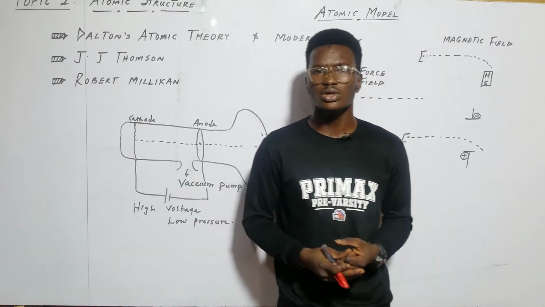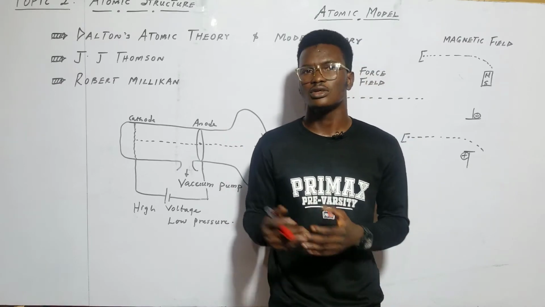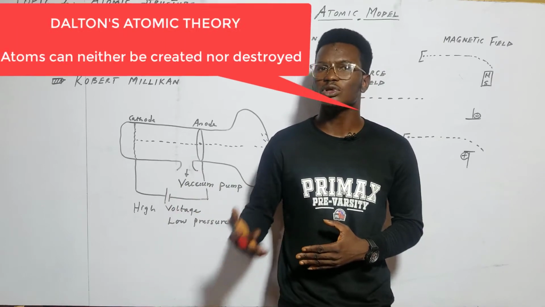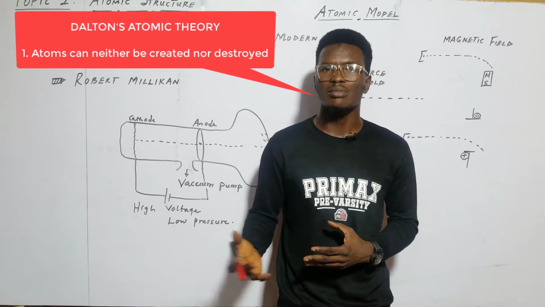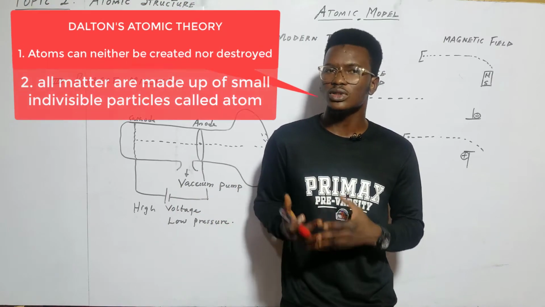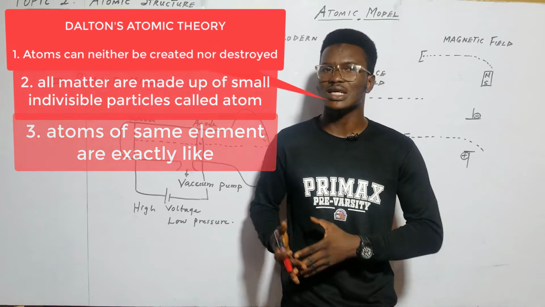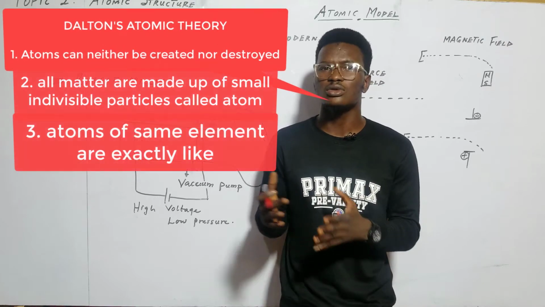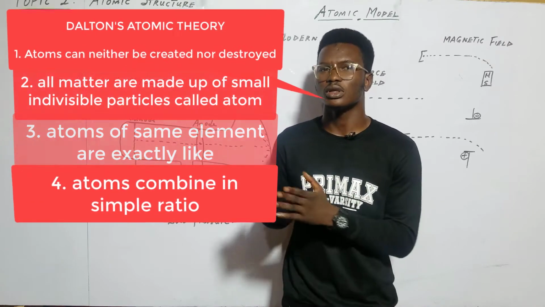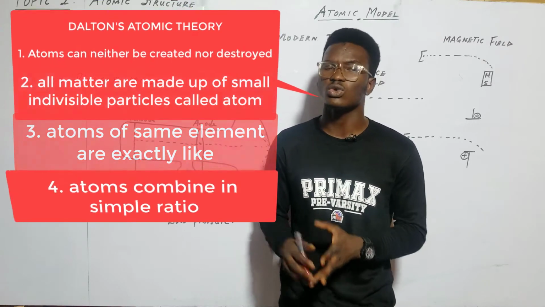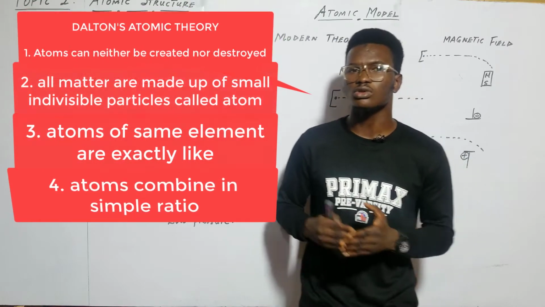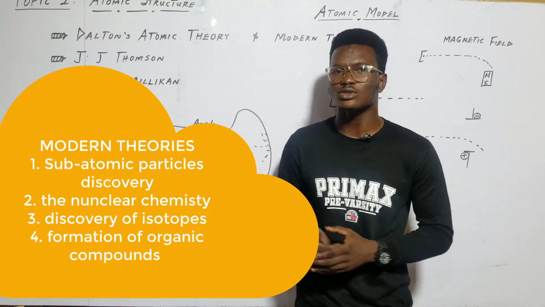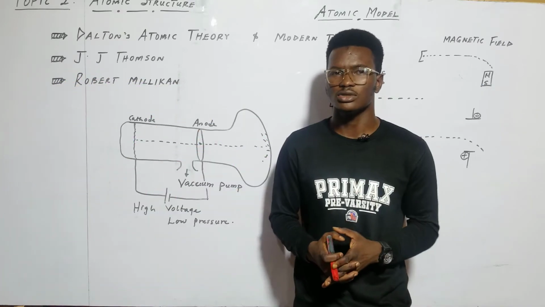Now, these were the theories given by John Dalton. To be stated clearly, John Dalton stated that atoms can neither be created nor destroyed. All matter is made up of small indivisible particles called atoms. Atoms of the same elements are said to be alike in every aspect, and when atoms combine, they do so in simple ratio. Those were the theories given by John Dalton, which were proved wrong due to the discovery of subatomic particles, nuclear chemistry, isotopes, and the way organic compounds react.